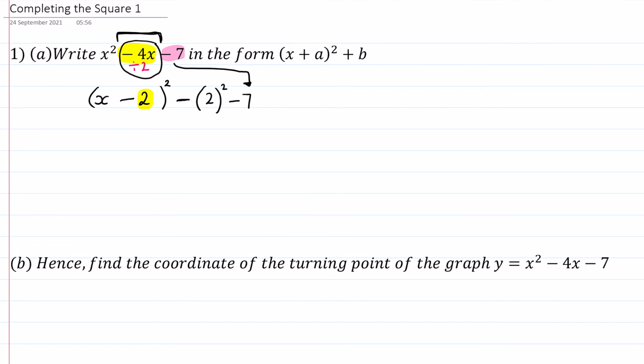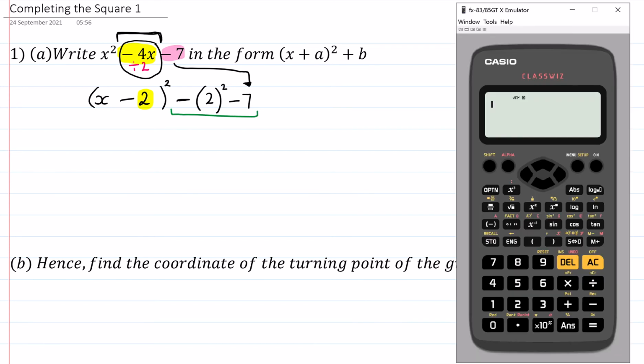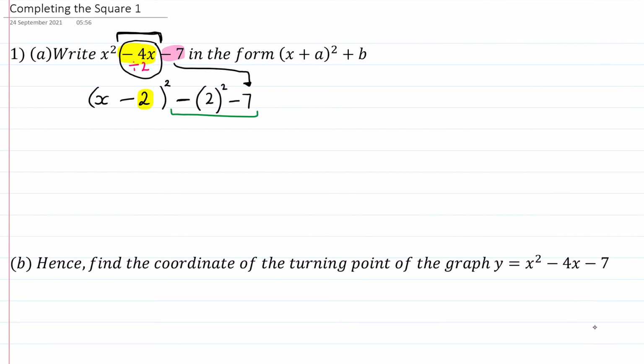Your next step is to simplify these numbers. I would get my calculator and I would type it as I see it. The first thing I see is a minus, so I'd put a minus. Then the brackets, 2 squared, then -7. You type in exactly what you see, equals, and it gives you -11. So I've got x minus 2 squared minus 11, and I've completed the square.